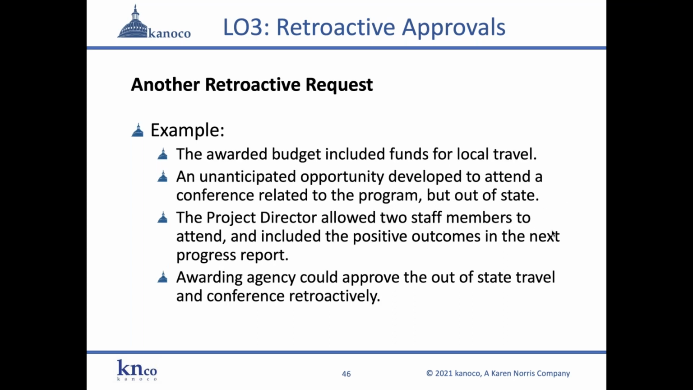Here's another example. The awarded budget included funds for local travel, but an unanticipated opportunity developed to attend a conference related to the program, and it's out of state. So the project director allowed 2 staff members to attend, and they included all these positive outcomes in the next progress report. Oh, this conference was so wonderful. We learned so much. It's so valuable. We can take the best practices and use them in our local jurisdiction. But oops, they forgot to ask for approval for the change. So the awarding agency can approve the out-of-state travel and the conference retroactively.